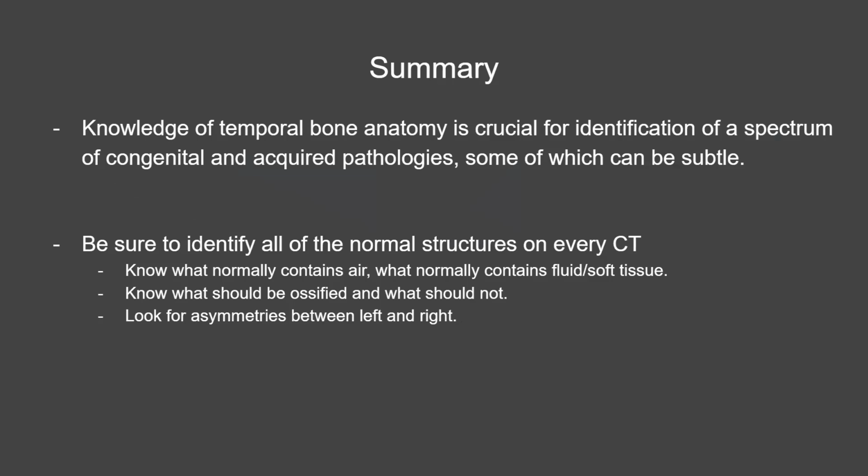So, in summary, knowledge of temporal bone anatomy is crucial for identification of a spectrum of congenital and acquired pathologies. Really, it's about identifying and knowing these inner structures, how the tympanic membrane is supposed to look, the facial nerve. There wasn't much else that we talked about. We kept talking about the same things over and over again. And so I would really tell you, the key to being able to understand what normal bone anatomy looks like is to just look at it over and over and over again.